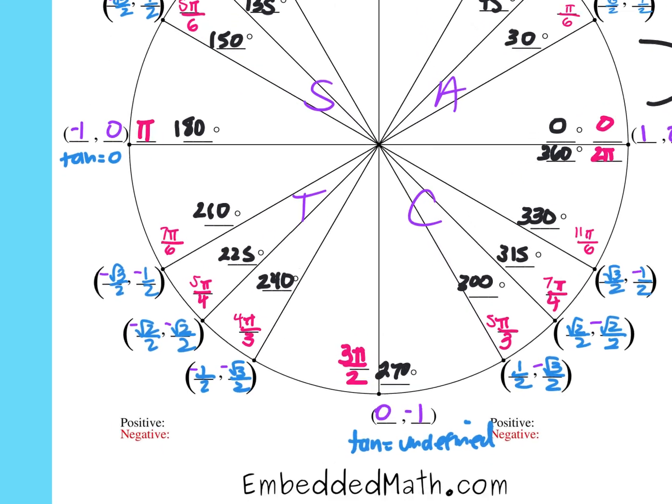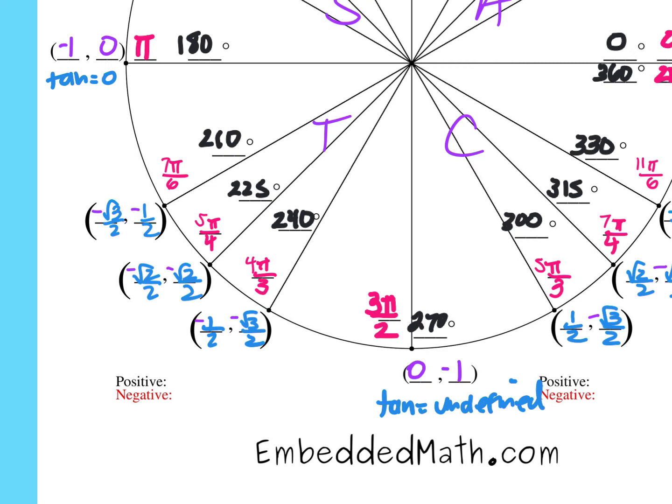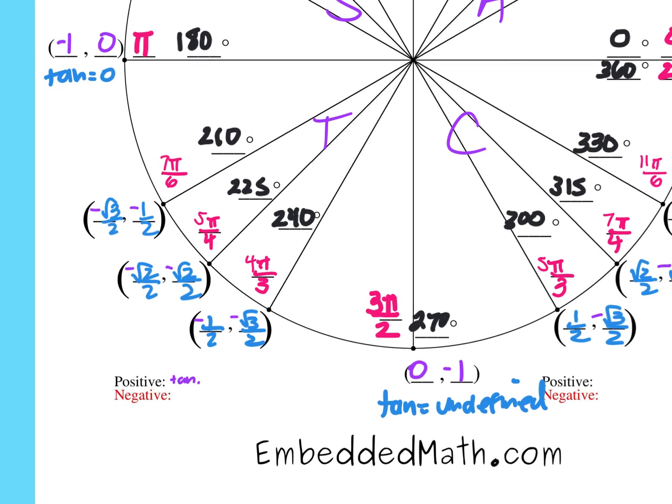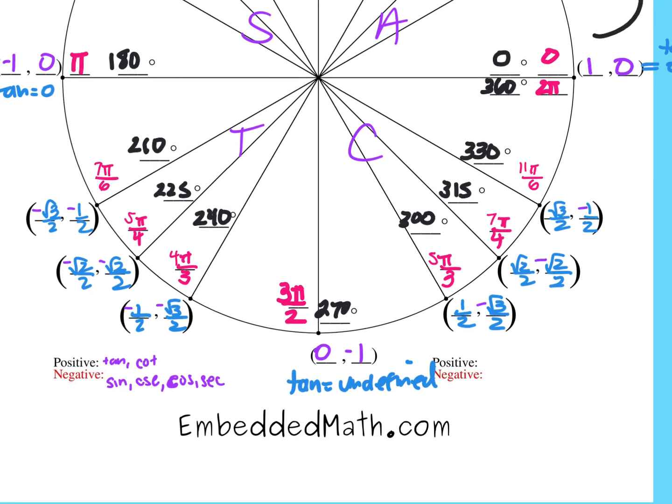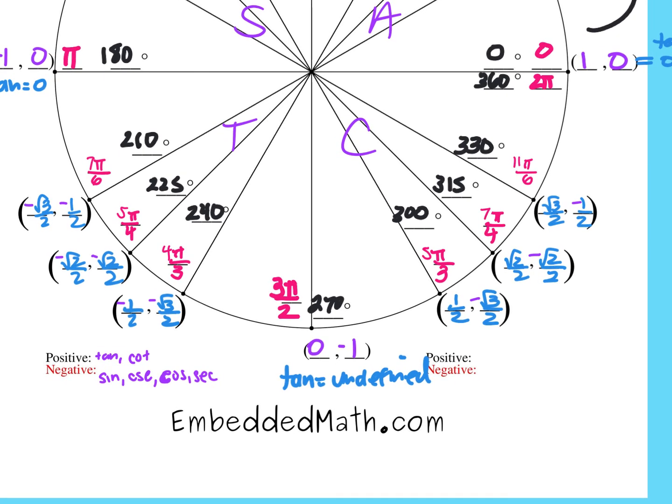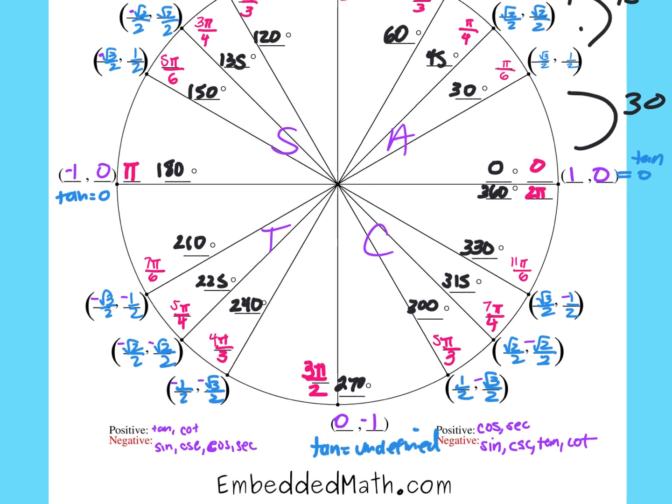The T stands for tangent. If I put a negative over a negative, it's going to give me a positive. So tangent is positive and its reciprocal function, which is cotangent. Negative would be everything else: sine, cosecant, cosine, and secant. And in the last quadrant, the C, which stands for cosine, is positive. Cosine and its reciprocal function, which is secant. And then everything else is negative: sine, cosecant, tangent, cotangent. So that is how you'll fill it in on Tuesday.